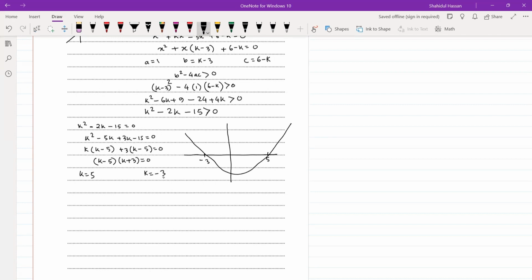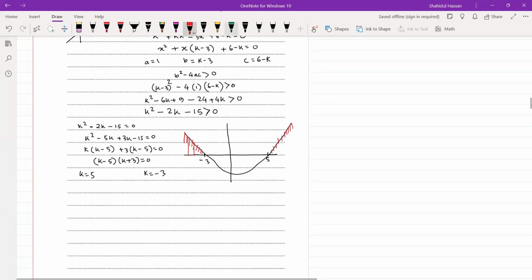The question says the whole function is greater than 0. Greater than 0 means above the x-axis. So this is above the x-axis. Now students, here, don't go below the x-axis. Above the x-axis, what is happening to the value of k? The k value is getting less than minus 3. From minus 3, it is becoming minus 4, minus 5, minus 6. The value of k is decreasing.